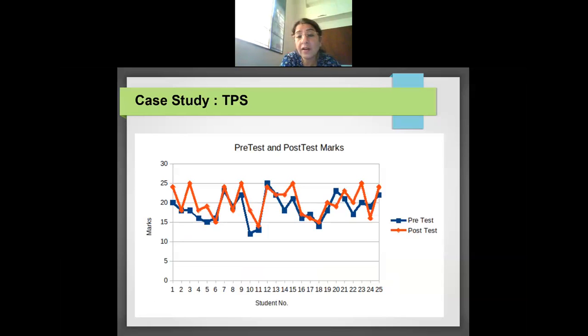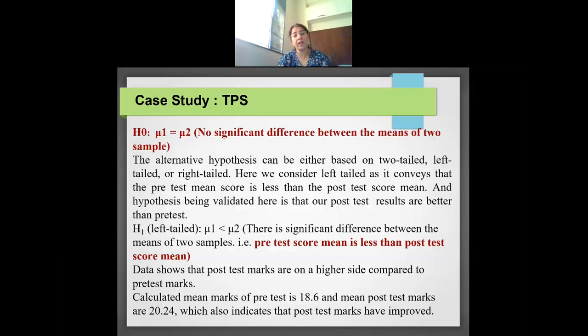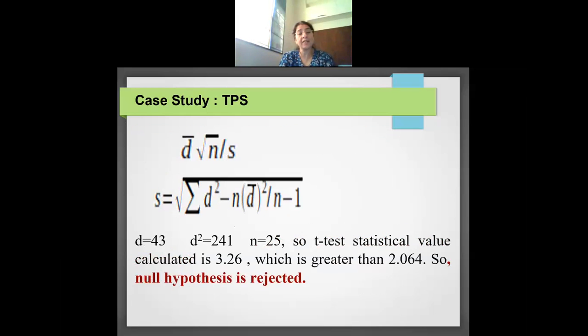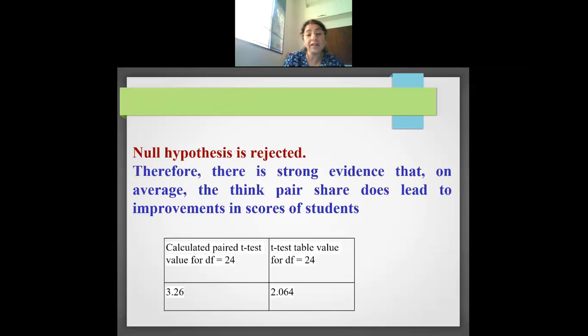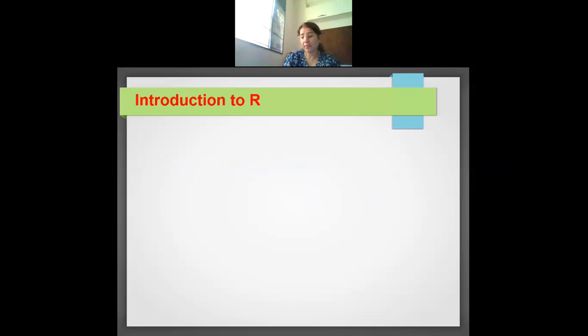The orange color is post-test marks, and the blue color is pre-test marks. So you can see somewhere it is up, somewhere it is down. We analyzed that using a t-test: is the performance improving or not? We applied a t-test, but a t-test for dependent samples. In this case also, we got the result that the null hypothesis is rejected. That is, it is improving. Think pair share has improved the results.